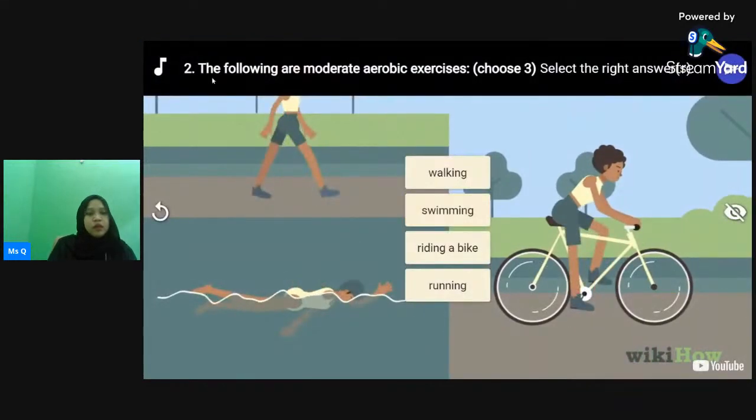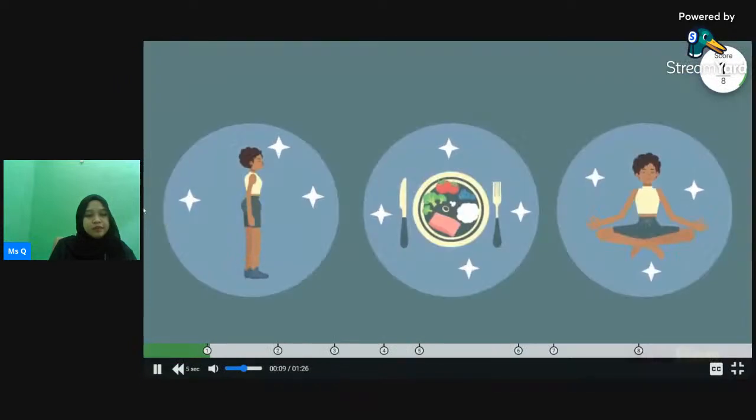Okay, let's look at the question. The following are moderate aerobic exercises, so you need to choose 3. Which are the moderate aerobic exercises mentioned here? Okay, I'm going to play the audio again.